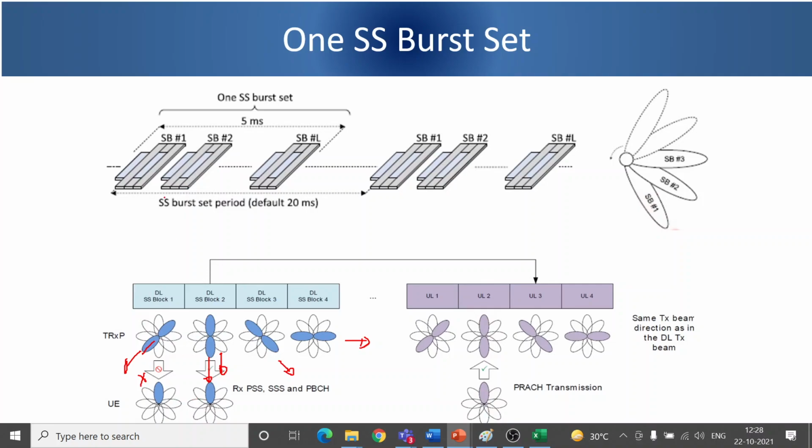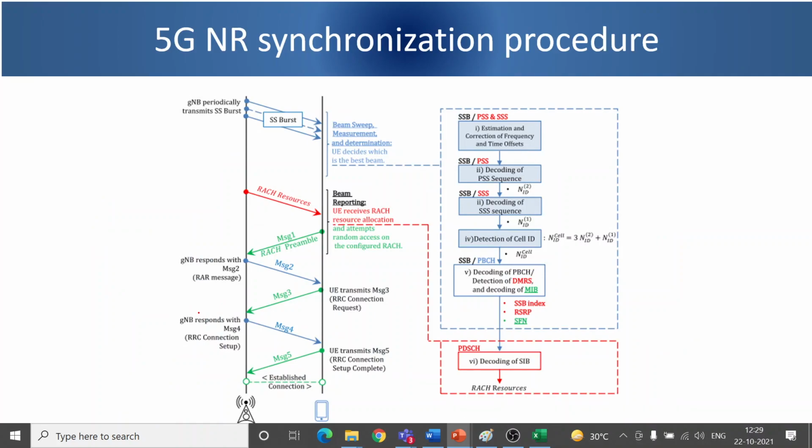Just to repeat, our SS burst set is 5 millisecond. Within 5 milliseconds, a certain number of SS blocks are transmitted, and every 20 millisecond it is repeated. 20 millisecond is counted from here. Just remember, it is not counted from the last SS block, but counted from itself. Here itself. So this is your 20 millisecond. It is not counted from the SSB, right?